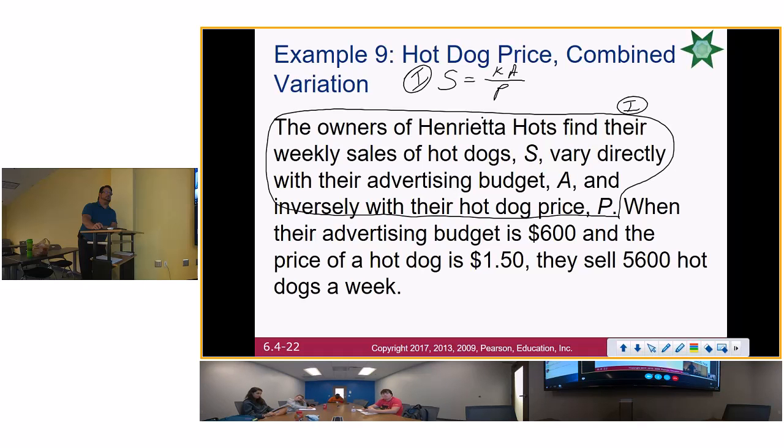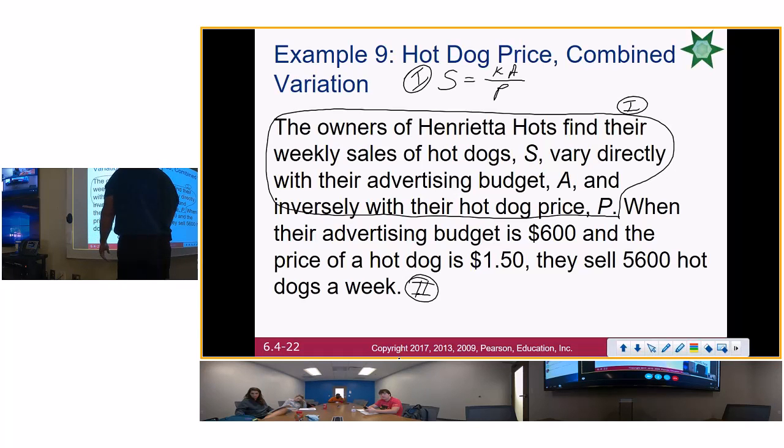So part two, we're going to plug and chug. They're going to ask for K, because they're going to ask for more. There's more to this problem somewhere. Or unless they're just wanting you to just write the equation. So S is 5,600. K, we don't know, times 600 over $1.50. Somebody check me. 600 over 1.50. Everybody with me?